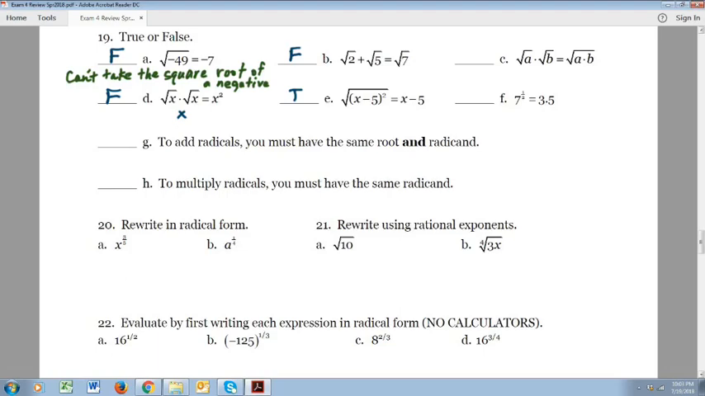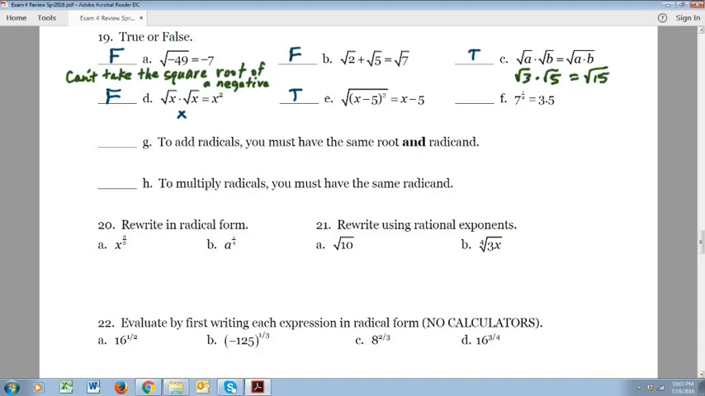Now if you look at C, we know that when we multiply radicals, we can only multiply radicals that have the same root. These are both square roots, and in fact that is how we multiply radicals. So if we had like square root of 3 times square root of 5, that would be the square root of 15. And so that's true. That is how we multiply radicals.